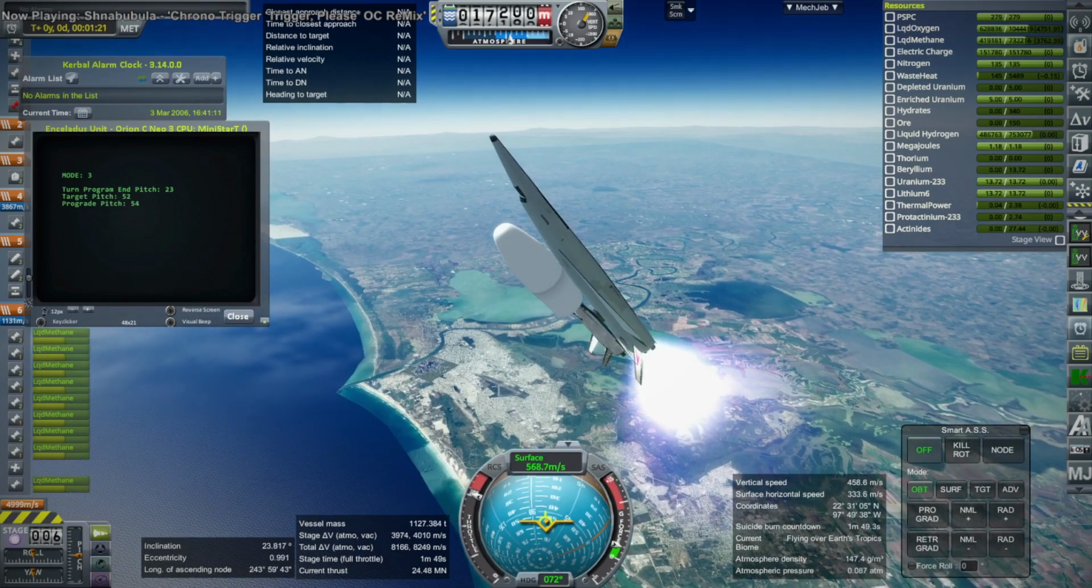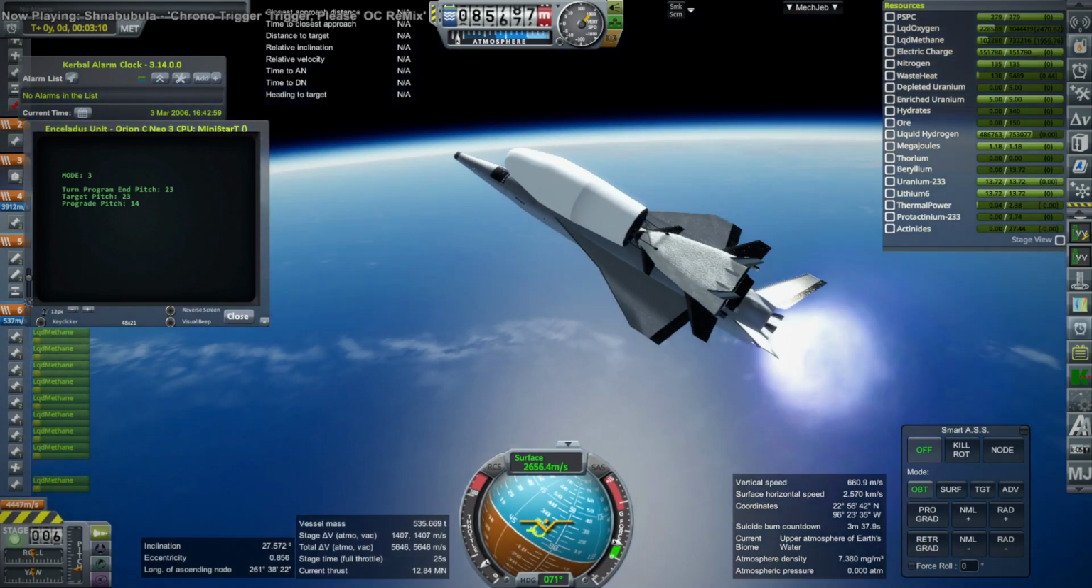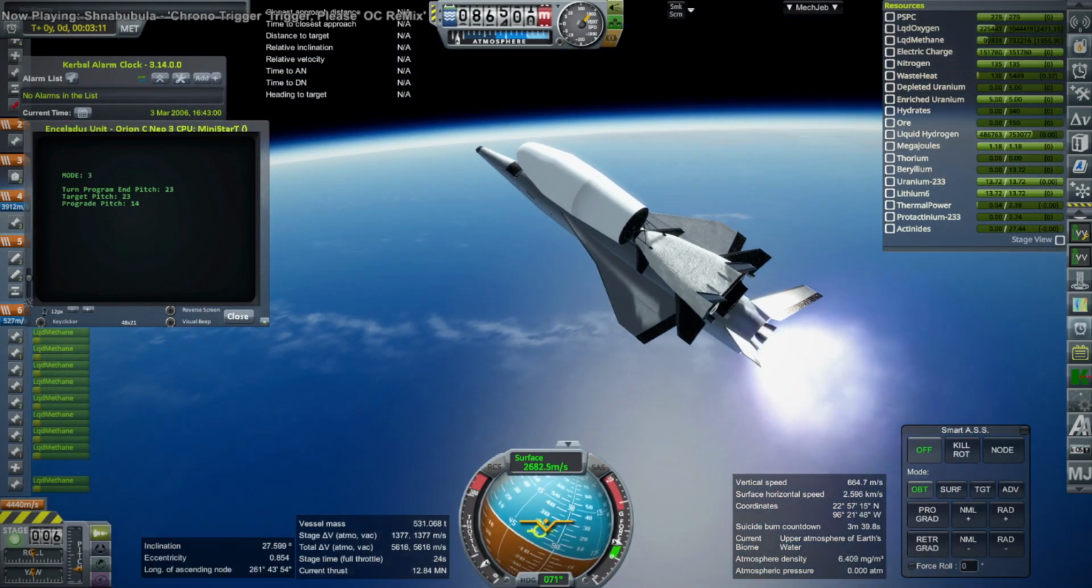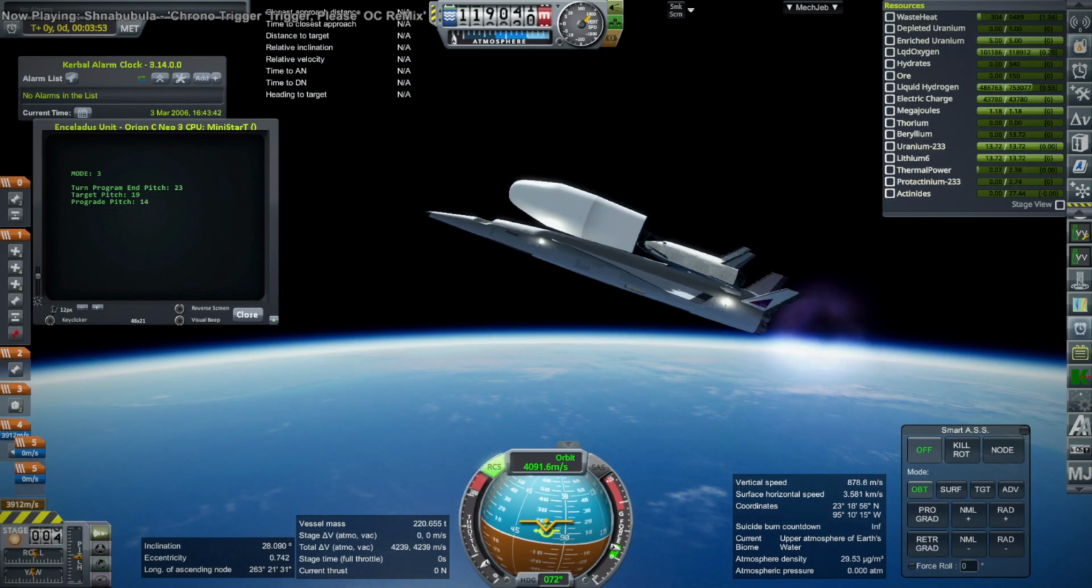But as you can see, through the thicker part of the atmosphere, the wing is doing most of the work, and then it's only when we get to the thin part of the atmosphere that the pitch is starting to be used more heavily, and I turn off engines to keep it balanced.